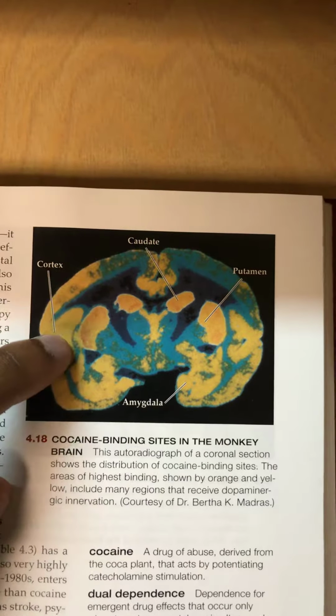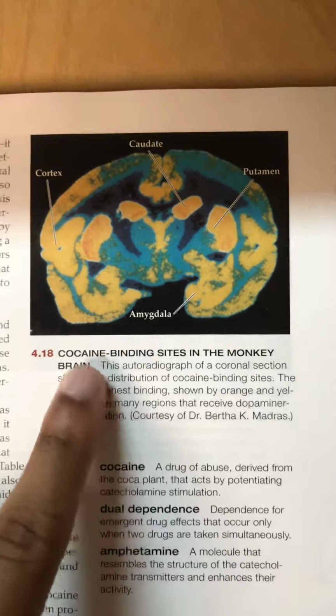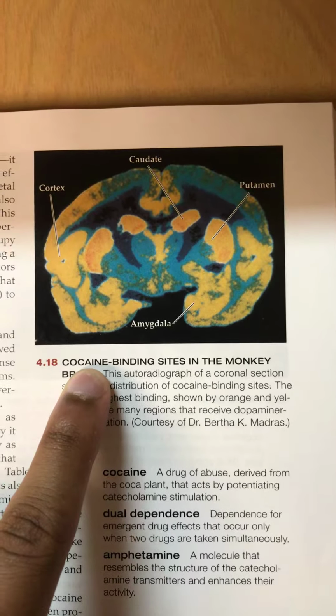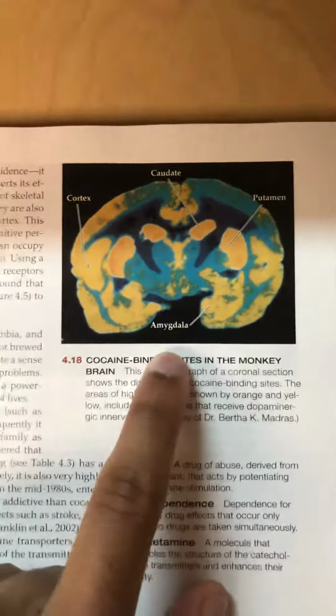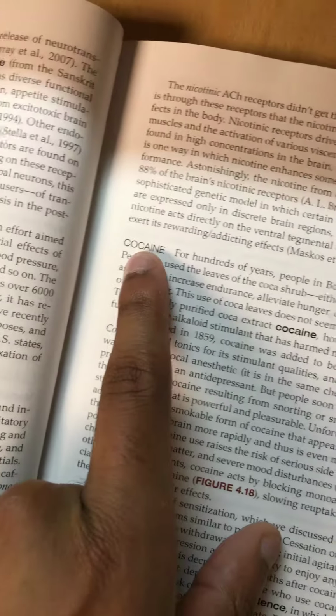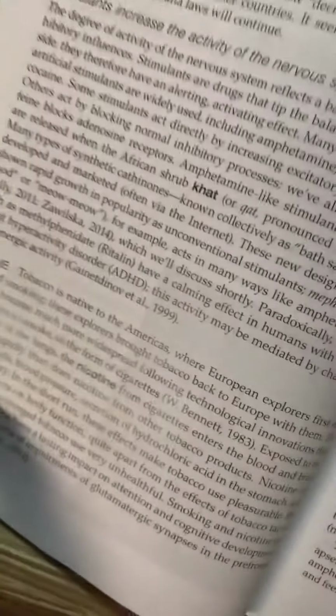You find some in the cortex, the caudate, the putamen, and the amygdala. That was wrong. That was for cocaine. Don't listen to me, that was a dumb mistake. Know that this is for cocaine. Next, we're talking about cocaine. They don't show us where the nicotine is in the brain through a picture like these.